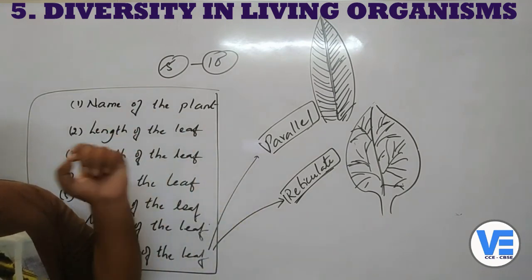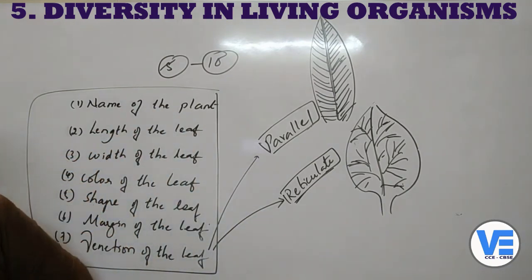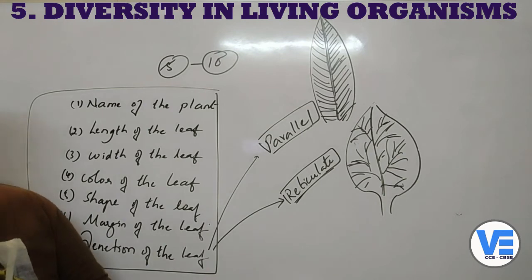Okay, so now we'll take one more example. Observation of the external characters. Observation of external characters of plants, that is monocots and dicots.